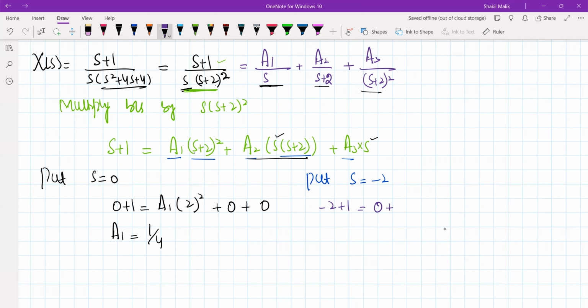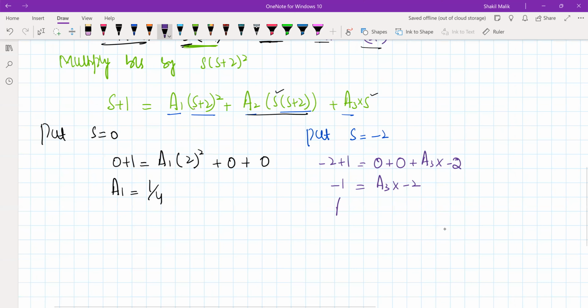This is equal to 0 plus 0, a3 times minus 2. So it will be minus 1. This is equal to a3 times minus 2. That means a3 is equal to minus 1 divided by minus 2. That's equal to 1 by 2. So we have found a1, we have found a3. Now next we have to find this a2. So how do we find a2?